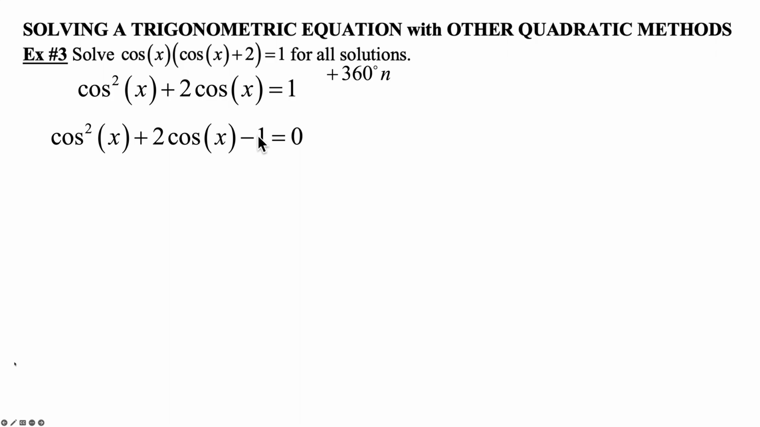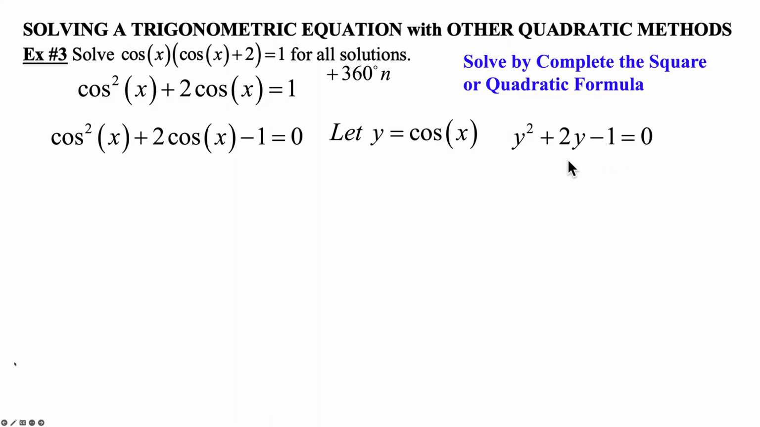So here, this one looks tough to factor. There's no 2 factors of 1 that subtract to be 2. So I'm going to let y equal cosine x so I can make this look like a normal quadratic trinomial. It doesn't factor, so you can use the quadratic formula or completing the square. I like complete the square when there's a 1 in front of my y squared, my leading term. So I can force this to factor.